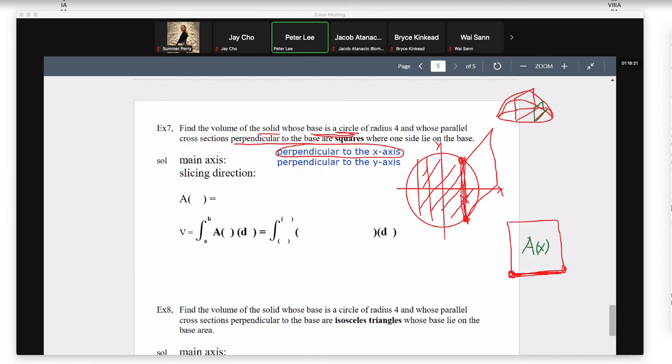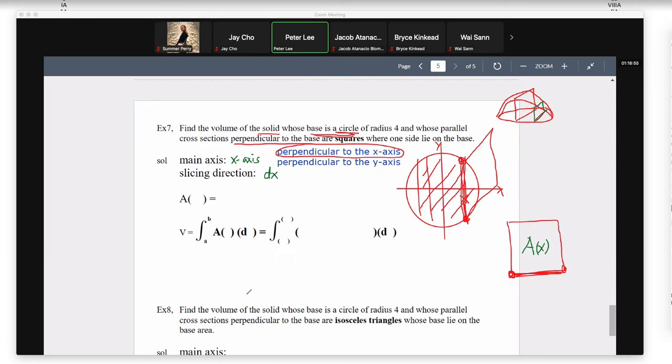So now let's go back here. Main axis. What is the main axis? In this case, we get to choose. X-axis, Y-axis, they have the same thing anyway. So that's why they said perpendicular base. It doesn't really matter which way they cut it. X-axis, dy slicing, dx slicing, they're exactly the same in this case. So in this case, the main axis is the x-axis. If the main axis is the x-axis, then what is the slicing direction? The slicing direction is, in this case, let's go by dx. Again, dx slicing, dy slicing, they're exactly the same.